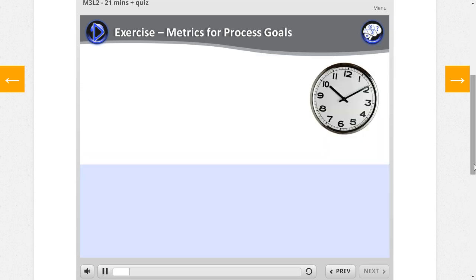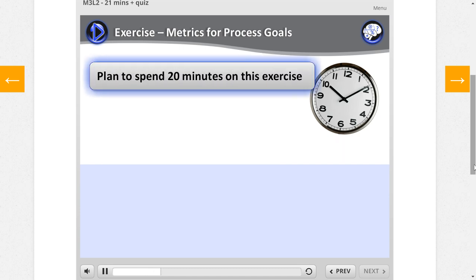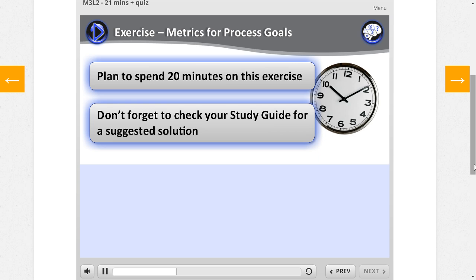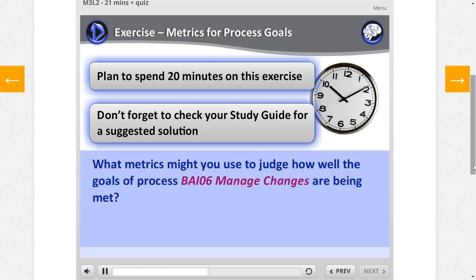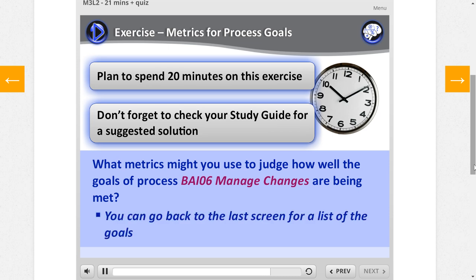Okay, let's have a change of pace by doing an exercise. You should aim to spend 20 minutes on this exercise, and don't forget to check out your study guide for a suggested solution. What metrics might you use to judge how well the goals of Process BAI-06 Manage Changes are being met? You can go back to the last screen for a list of the goals.